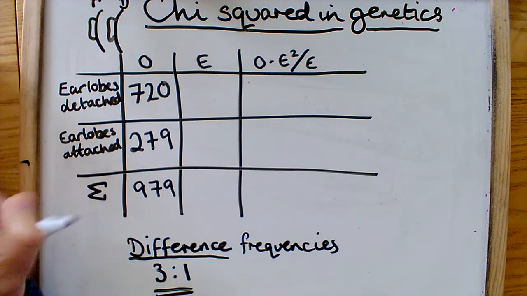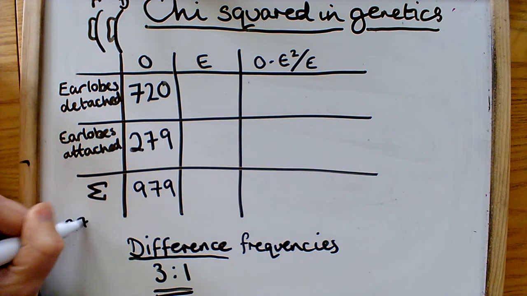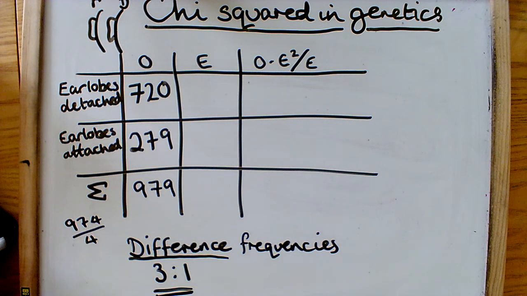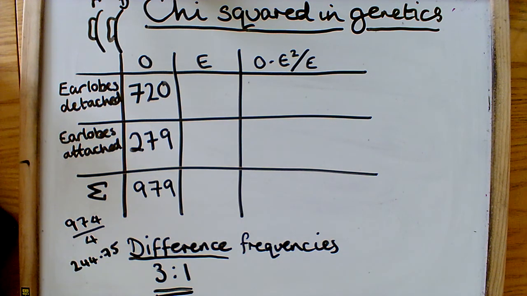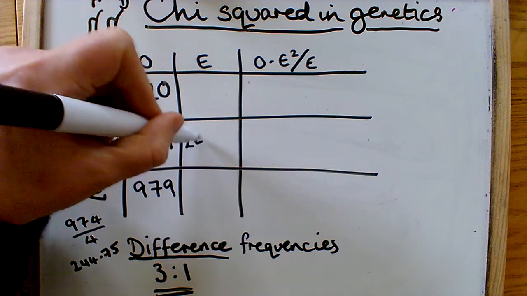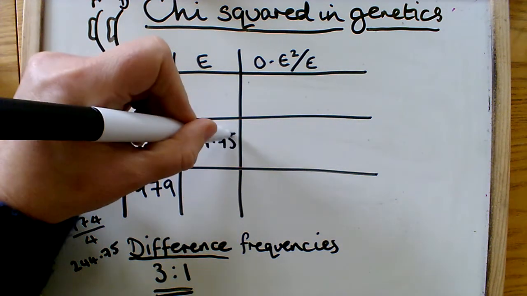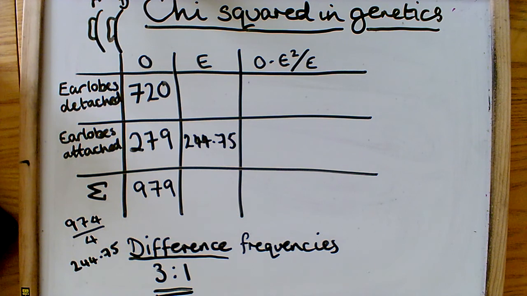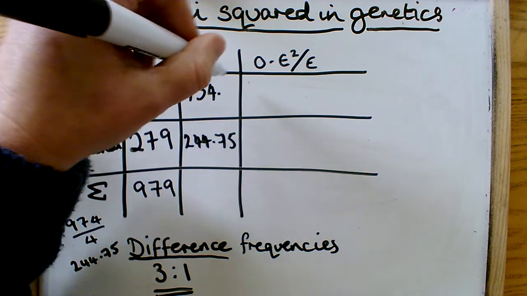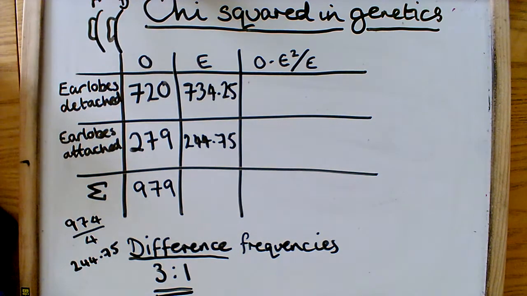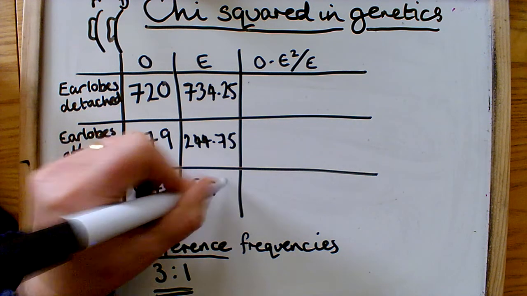So I have done my 979 and divided it by 4, because that's 3 and 1 together, isn't it? And it gives me 244.75. So I'd expect 244.75 pupils to have attached earlobes, and then I'm going to expect the rest, which is 734.25, to have detached earlobes. And again, that's going to add up to 979.